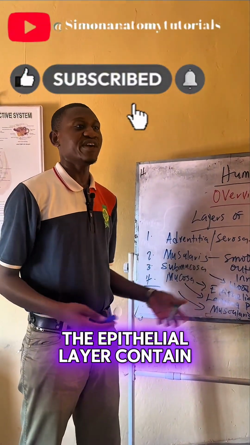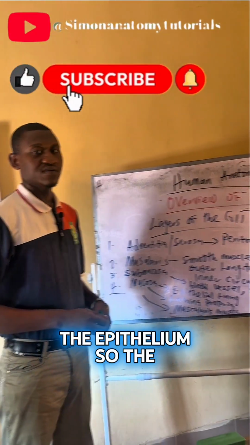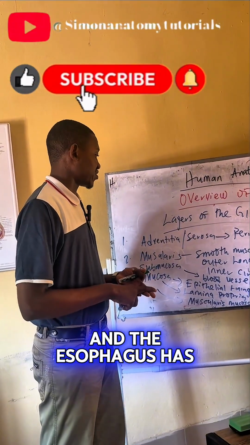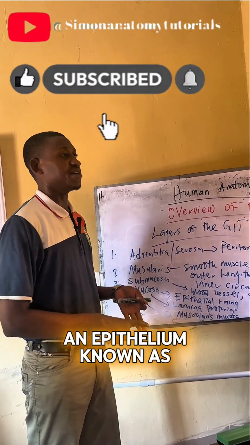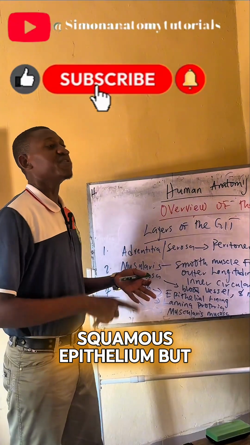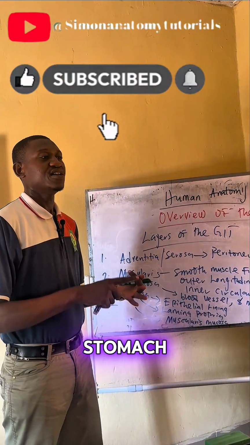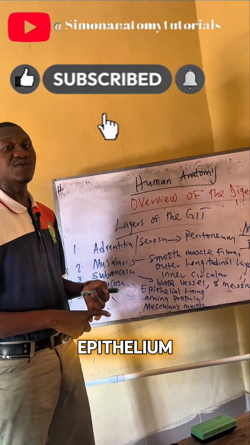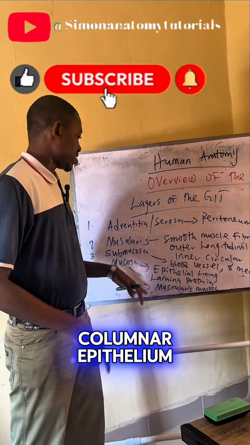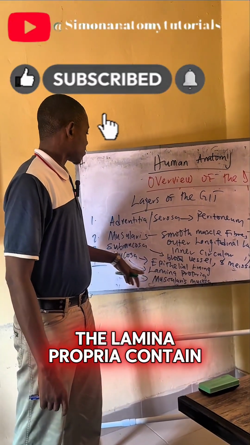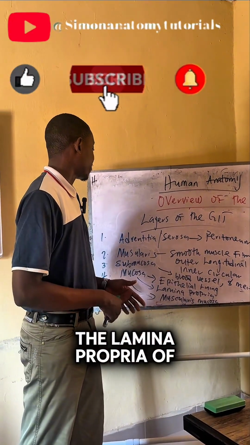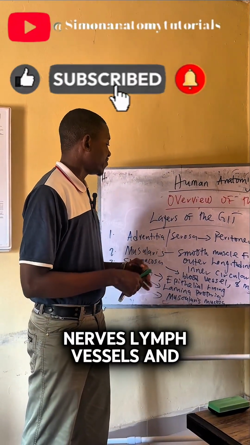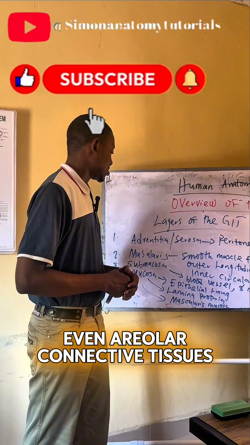The epithelial layer contains the epithelium. So the mucosa of the mouth, of the pharynx and the esophagus has an epithelium known as stratified squamous epithelium. But the mucosa of the stomach, large intestine, and the small intestine has an epithelium known as the simple columnar epithelium. The lamina propria of the mucosa contains blood vessels, nerves, lymph vessels, and even areolar connective tissues.